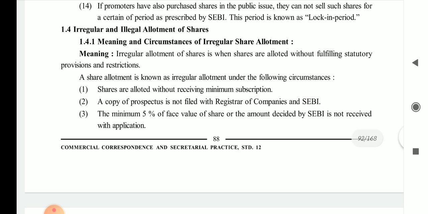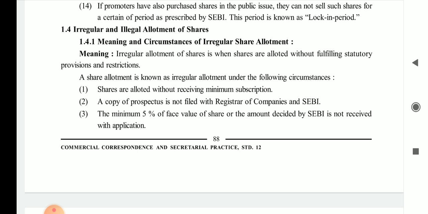Irregular and illegal allotment of share. Now, meaning and circumstances of irregular share allotment. First of all, irregular allotment of share is when shares are allotted without fulfilling the statutory provision and restriction.